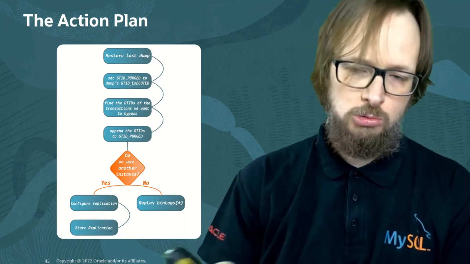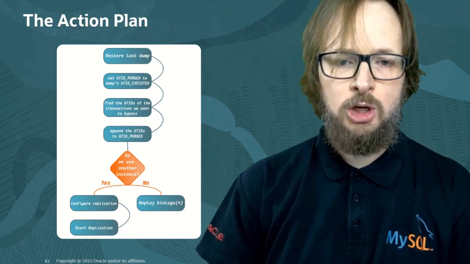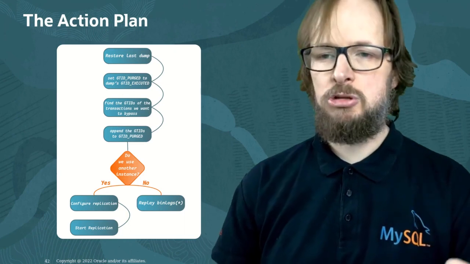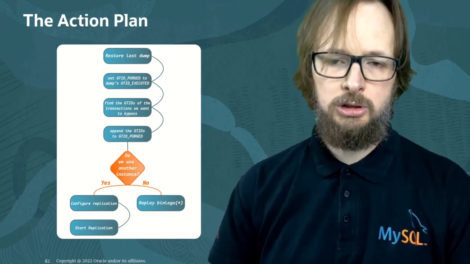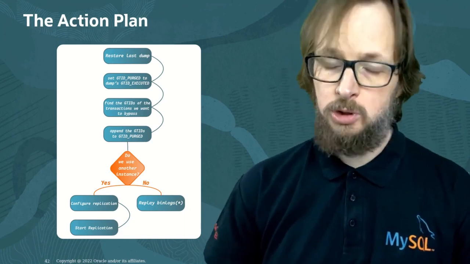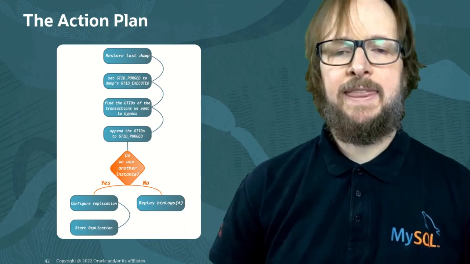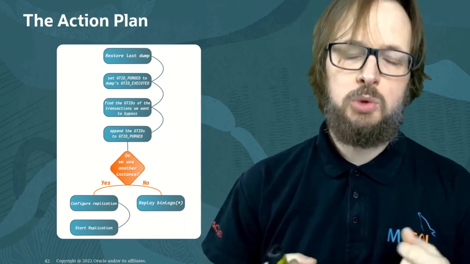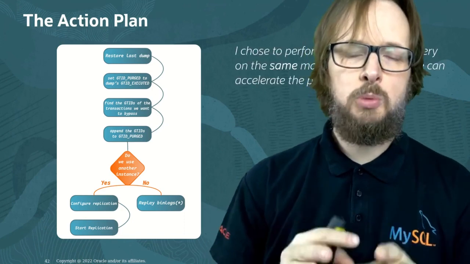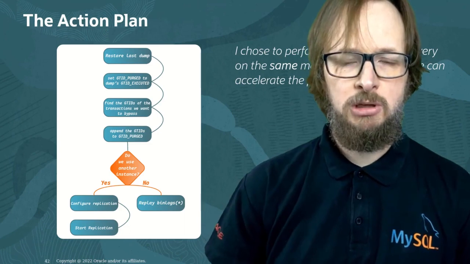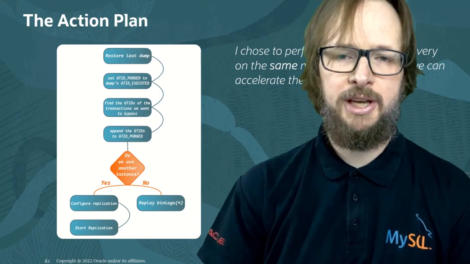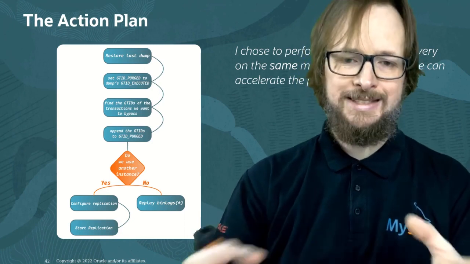So then there is one question we need to answer. Do we use another instance? We can use another instance and then just bypass that binary log, restore the dump, and start a replication, and that's it. Or we use the same machine because we don't have any other machine. In that case, we need to replay the binary logs manually, and this is what we're going to do, right? So I chose to perform the point-in-time recovery on the same machine to show you how we can accelerate the process if this is the only option we have, meaning having only one single machine.